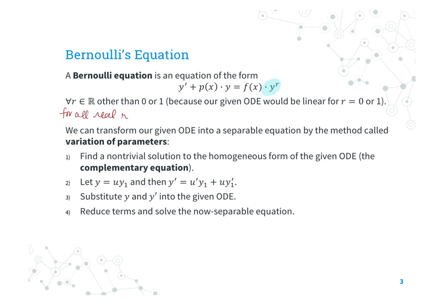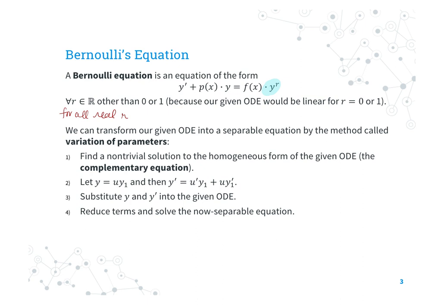Well, the first thing that we're going to do is set our given ODE equal to 0, because we're going to solve for the complementary solution, which is what we call the solution to the homogeneous version of our ODE. So once we find a non-trivial solution to that homogeneous form of our given ODE, we can make that y1. So once we have a y1, we're going to let y equal u times that complementary solution.